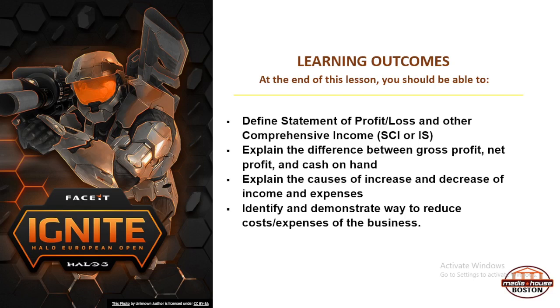What we are going to learn today is that we will be able to define the statement of profit and loss and other comprehensive income, explain the difference between gross profit, net profit, and cash on hand, explain the causes of increase and decrease in income and expenses, and identify and demonstrate the ways to reduce the costs or expenses of the business. By the end of the lesson, we should be able to do everything that is listed here. The lesson outline also follows the same lesson outcomes.